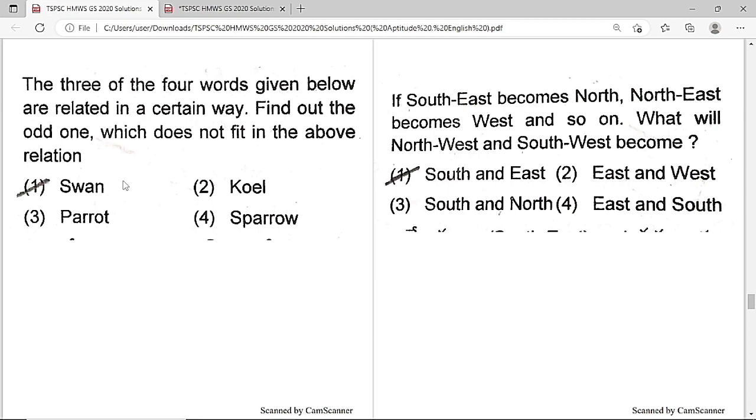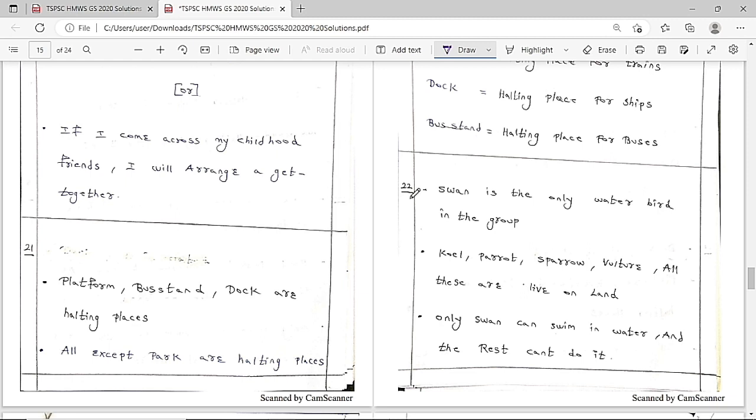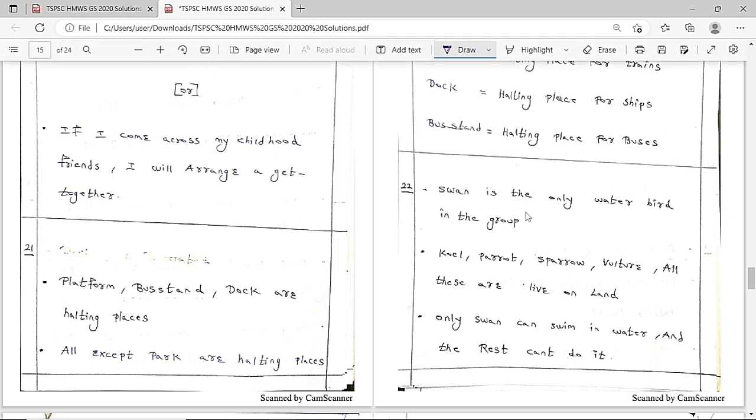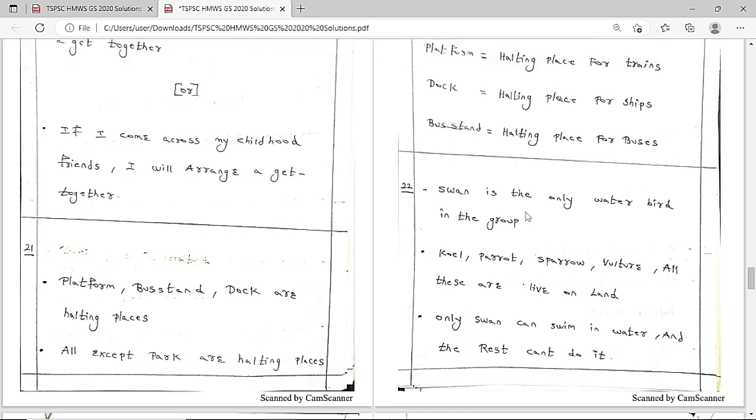So let me discuss something more about this one. I've already told you, swan is the only water bird in the group, whereas the quail, parrot, sparrow, vulture, all live on the land. Only swan can swim in the water and the rest cannot do it. They know how to live on the land only but not on the water. So they can't swim.